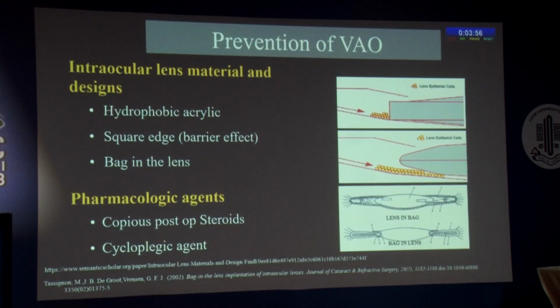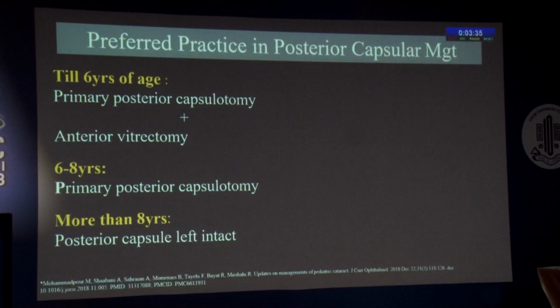Now, the lens design and material is also important. So if you are leaving the posterior capsule intact, a hydrophobic lens with square edge can reduce the posterior capsular opacification. And post-operatively, copious steroids with a good cycloplegic agent can reduce inflammation and thus cause reduced PCO.